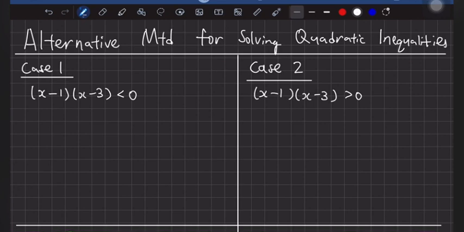I personally prefer this alternative method because it's clearer. It can avoid a lot of careless mistakes. So if you have read through your chapter 2 notes, you may find it a bit confusing in understanding how we solve quadratic inequality.